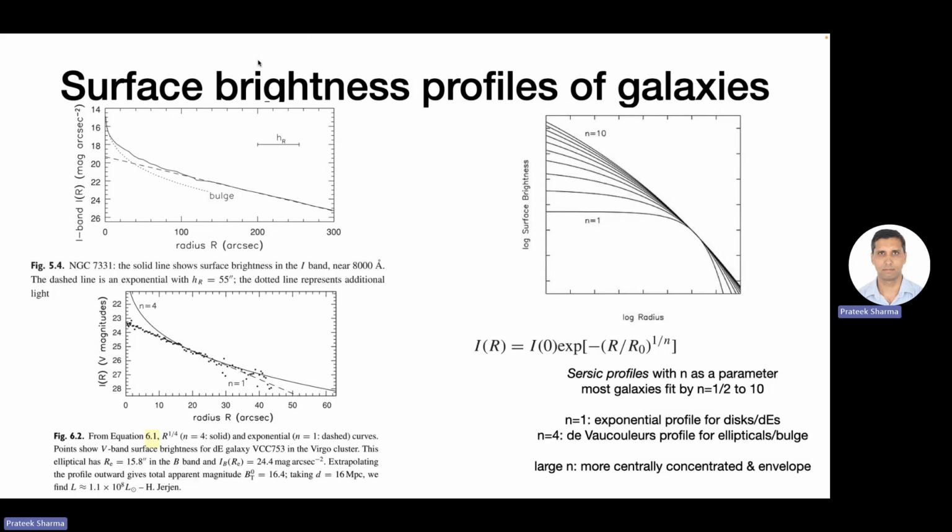Okay, now this is a composite galaxy which has both a bulge and a disk. This is another example of a galaxy, where these dots are our data. These dots are actually well fit by this n equal to 1.